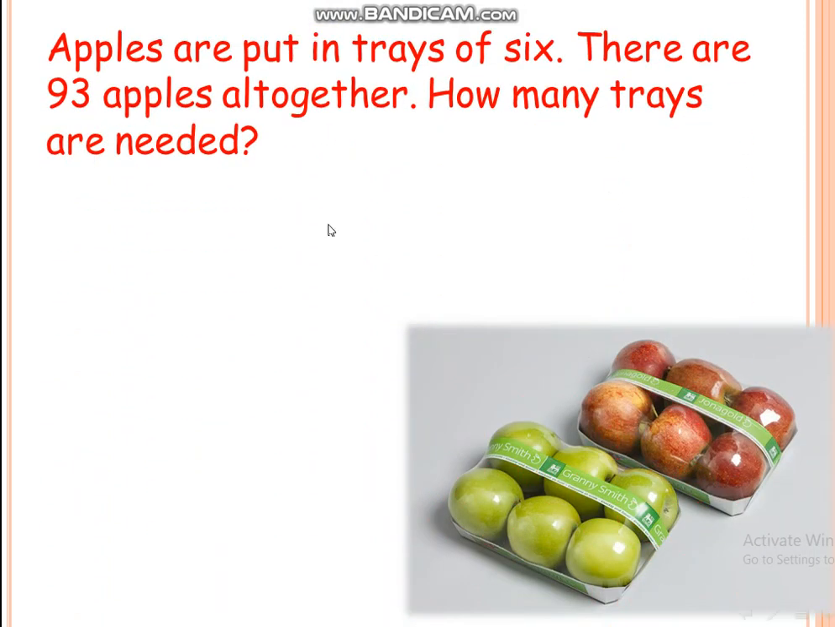Next, apples are put in trays of 6. As you can see here, we've got 6 apples in each tray. There are 93 apples all together. How many trays are needed? Or in other words, we've got 93 apples. How many 6s on those 93 so I can put them separately on a tray or in a tray like this? Obviously, I need to divide.